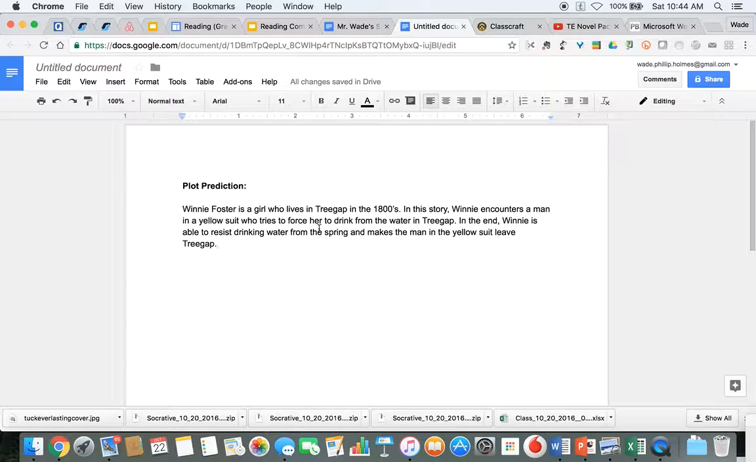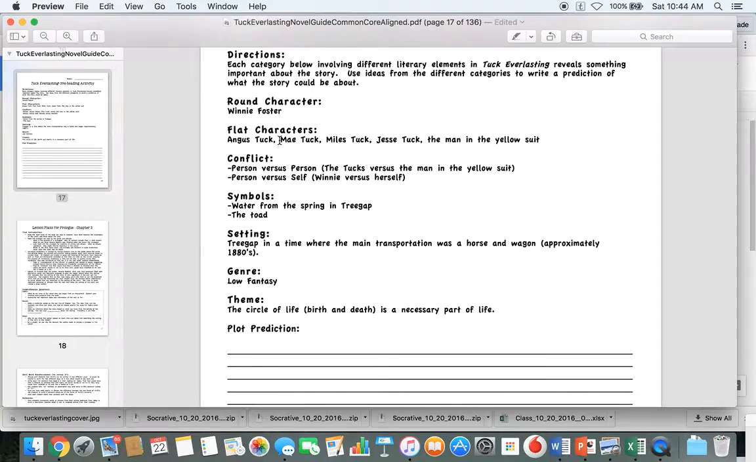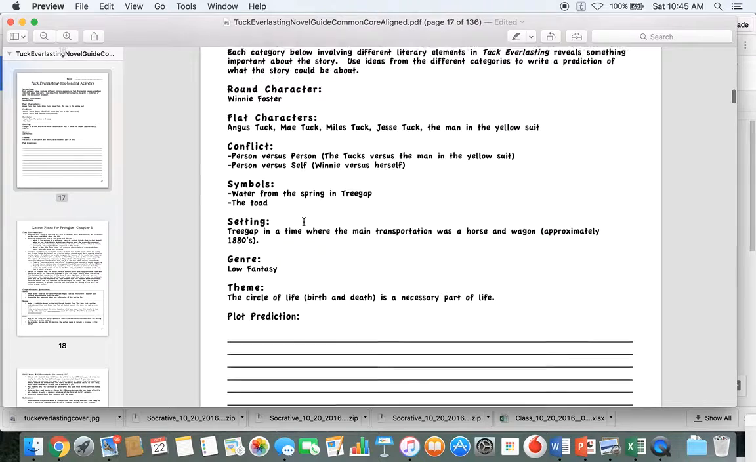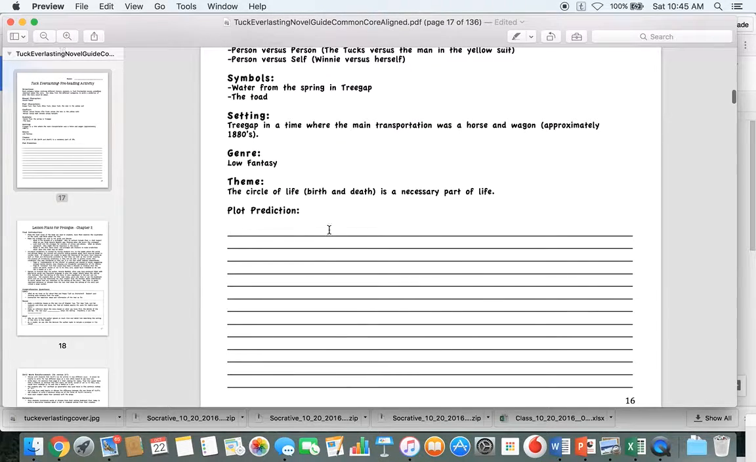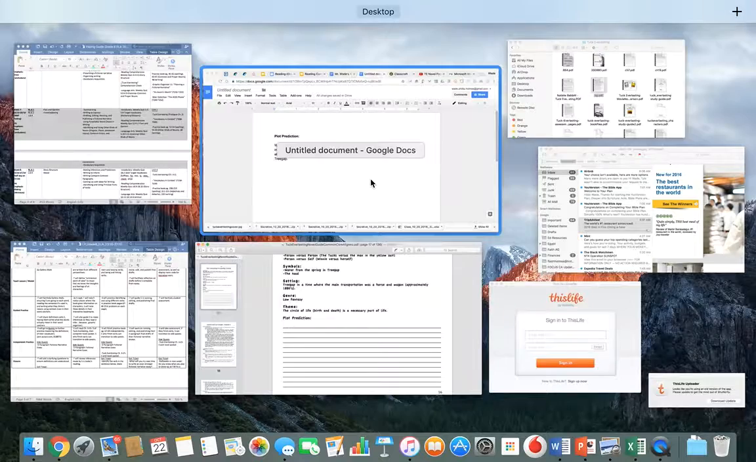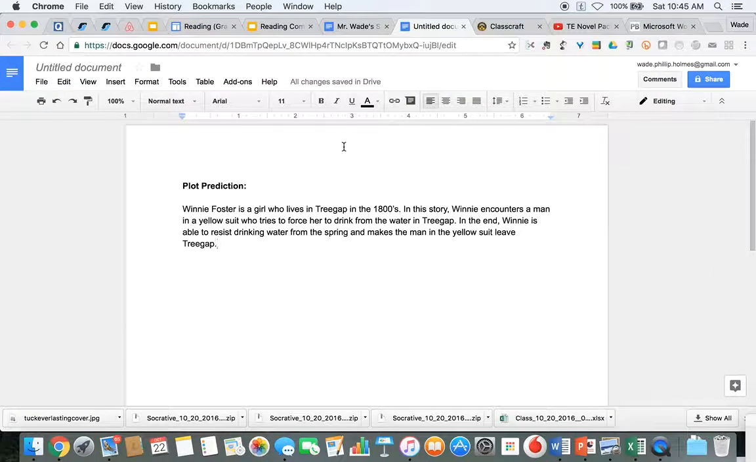Now you'll notice that I didn't include anything about flat characters, symbols, or setting. I don't have to put every single detail in here, but I need to use these categories to come up with what I think the plot of this is going to be: beginning, middle, and end. So three sentences minimum is all this takes.